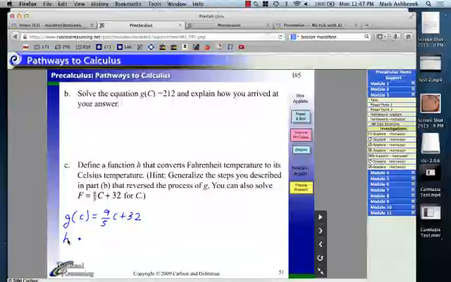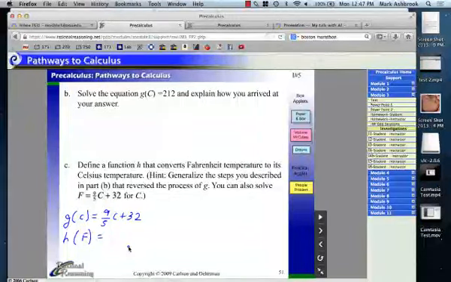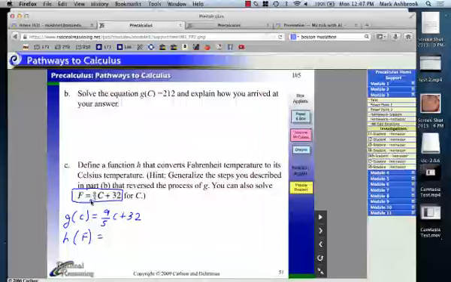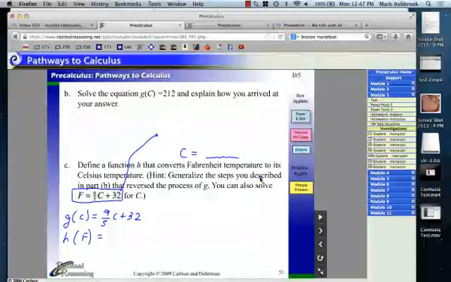Now I want to create another function, H, whose input is F. So now the input is Fahrenheit and it gives me the equivalent temperature in Celsius. So how can I find that rule? If I have this rule for my function G, F equals 9/5 C plus 32, what do I want now? I want C equals an expression with F's in it. How can I do it?